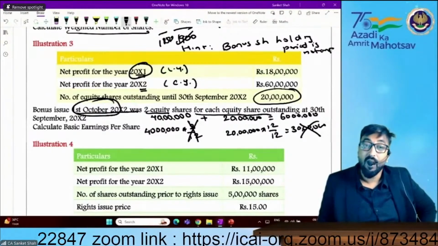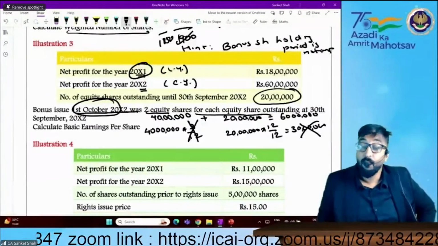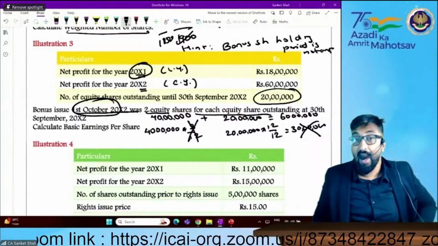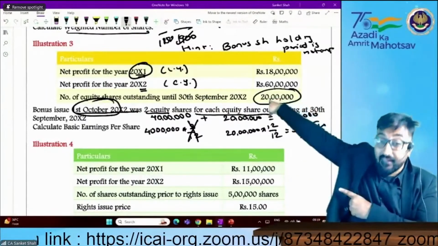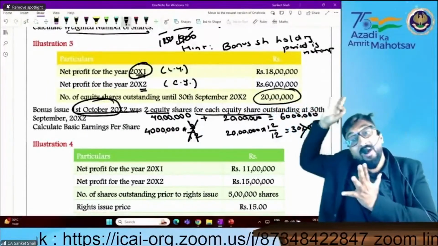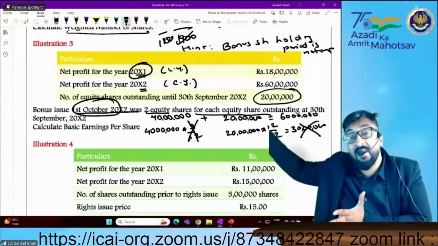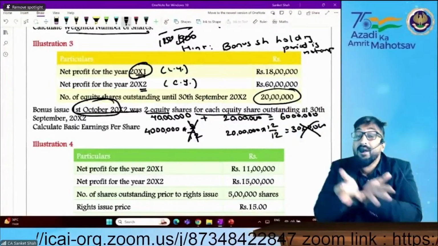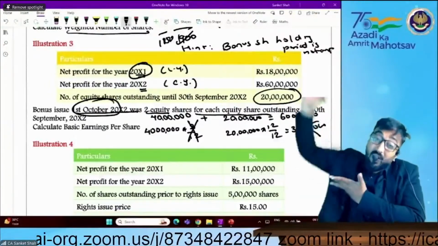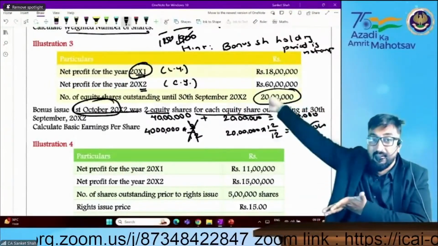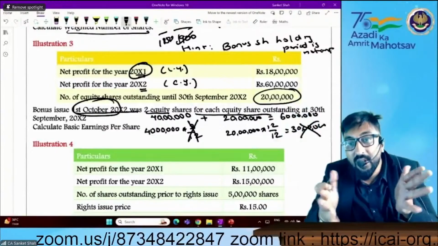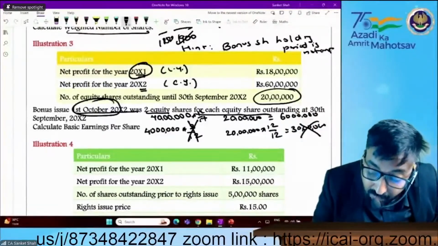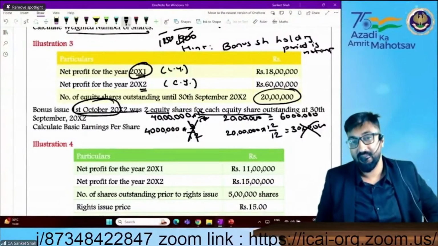Now, I already explained to you, bonus shares are given from reserves, and reserves we earned in the last year. So we already have reserves from the last year. Therefore, the bonus shares date is not important, because you are giving from reserves, and reserves you already earned in the past. So the date of bonus shares is not important. You will consider full 12 months for this calculation.